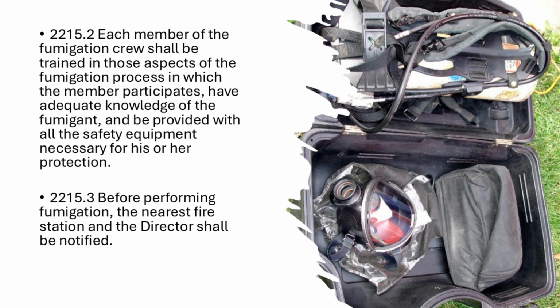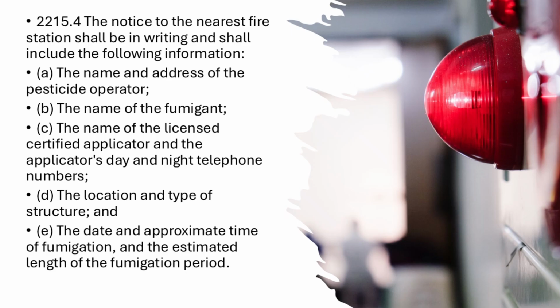2215.3. Before performing the fumigation, the nearest fire station and the director shall be notified. 2215.4. The notice to the nearest fire station shall be in writing and shall include the following information: A. The name and address of the pesticide operator. B. The name of the fumigant. C. The name of the licensed certified applicator and the applicator's day and night telephone numbers. D. The location and type of structure. And E. The date and approximate time of fumigation and the estimated length of the fumigation period.